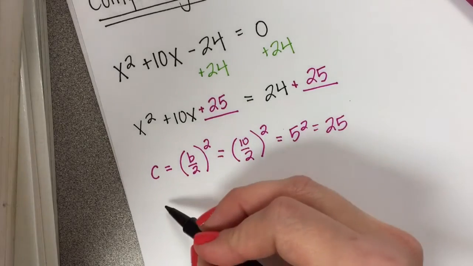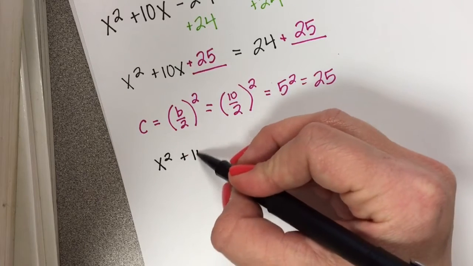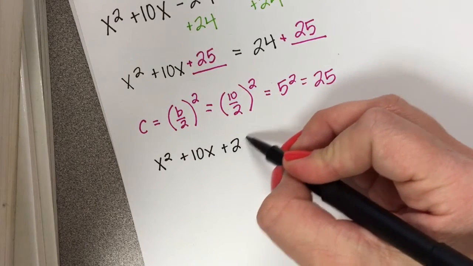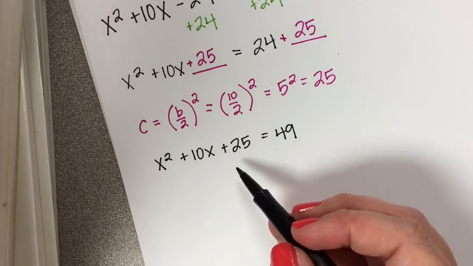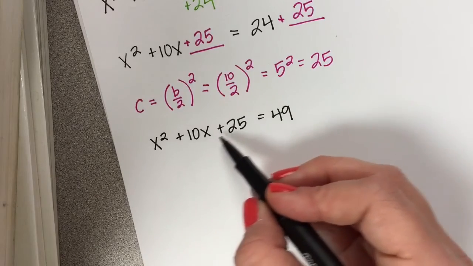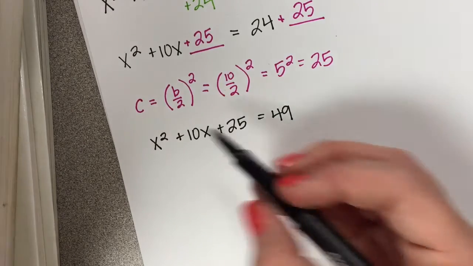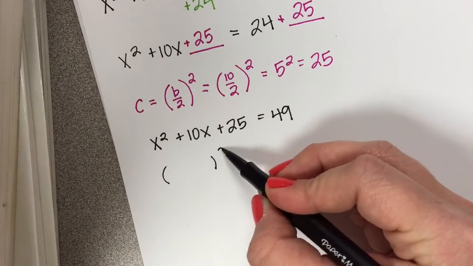So now I have my perfect square trinomial, or perfect trinomial square, however you want to say it, of x squared plus 10x plus 25 equals 49. So why did I even do that? Why does it matter if my square is complete? It matters because this is a special kind of trinomial that can be factored into a binomial squared.